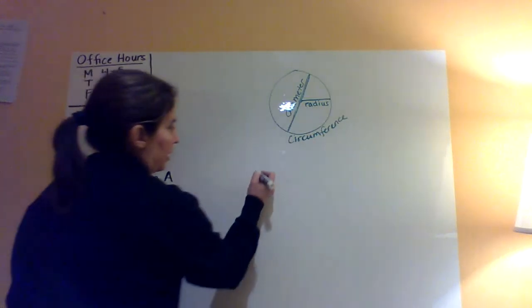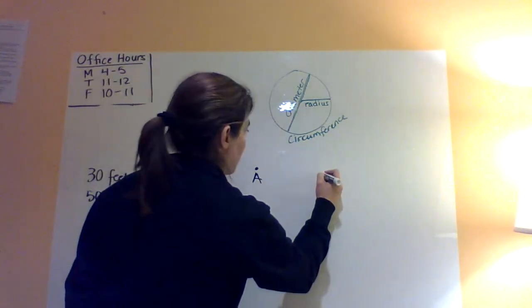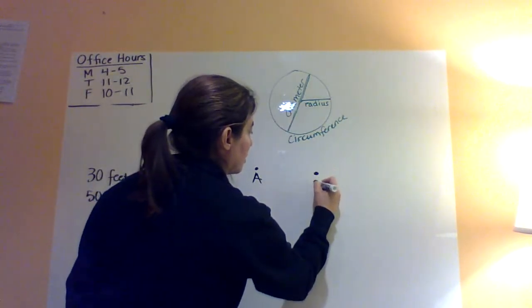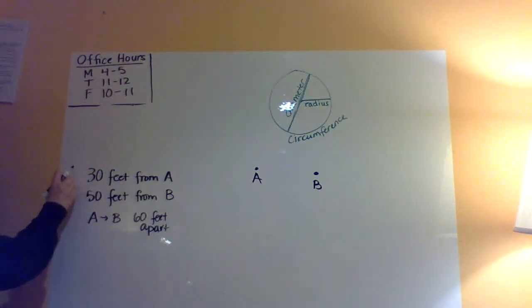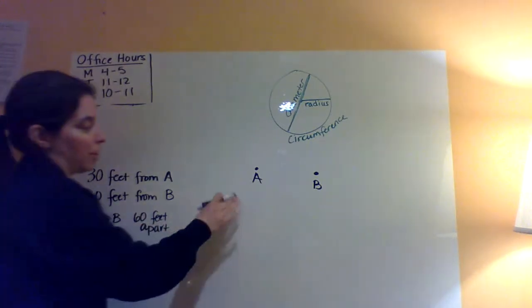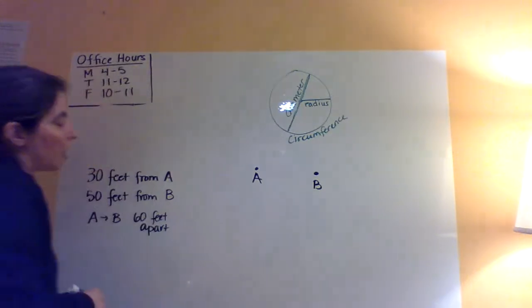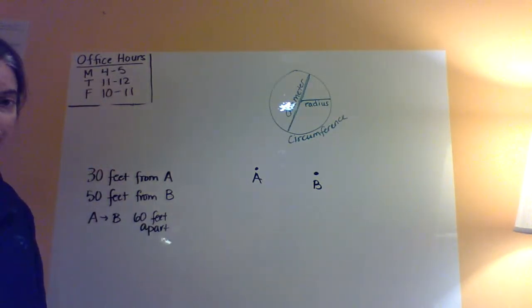So here's my point A, and here's my point B. Okay, so I know from my treasure map that my treasure is 30 feet away from A. It's 50 feet away from B. And these two right now are 60 feet apart. So my question is, can we figure out exactly where the treasure is?